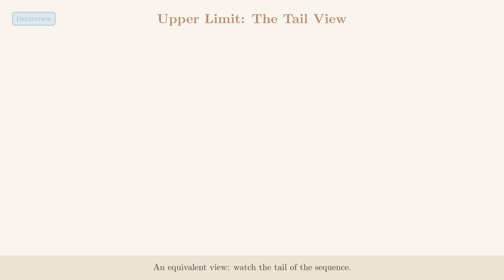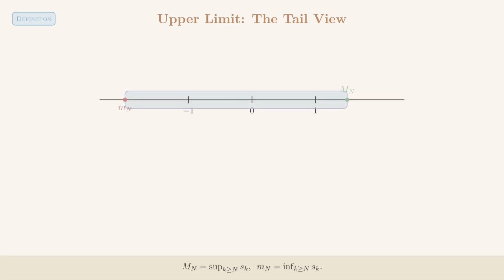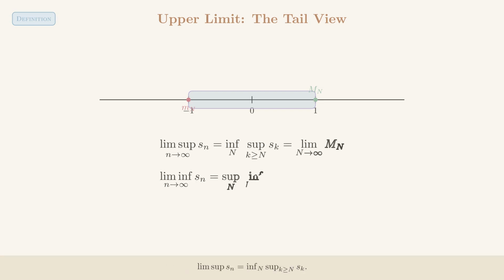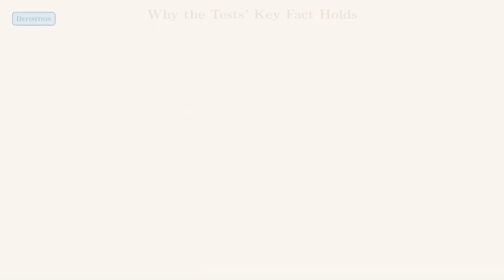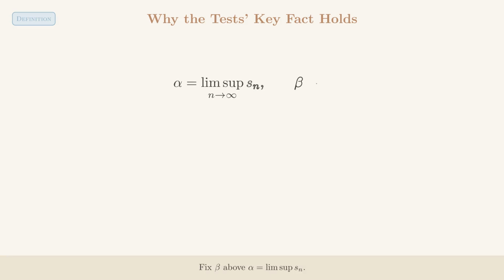There is a second, equivalent way to see the upper limit, and it is the one the tests will use. Instead of subsequences, watch the tail of the sequence. From index n onward, take the supremum of all the remaining terms, and also their infimum. As n grows, we drop terms from the front, so the supremum can only decrease and the infimum can only rise. The band closes in. In the limit, the band closes down on the interval from the lower limit to the upper limit. So the upper limit is the infimum over n of these tail suprema, and the lower limit is the supremum of the tail infima.